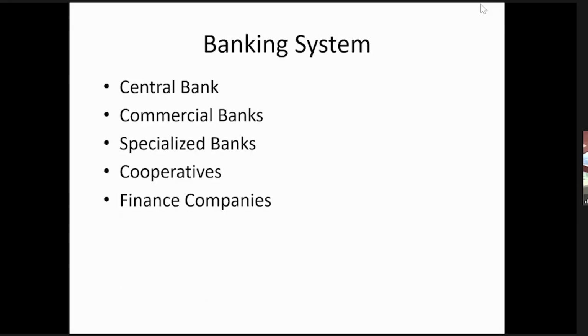Therefore, let's see what the banks are. What are the banking institutions? The financial institutions under the banking system. There are different types of banks like the central bank, which I have used up to now, and then commercial banks, again which I have used. And there are some other banks like specialized banks, cooperative banks and finance companies. Let's have a brief idea about this.